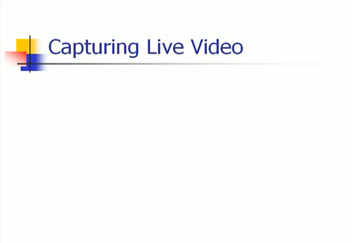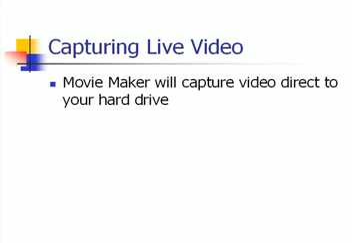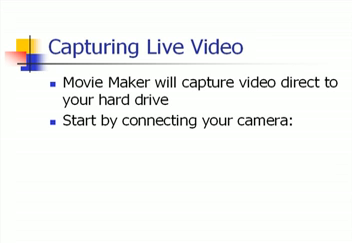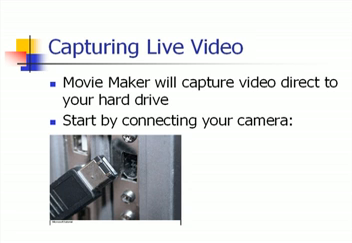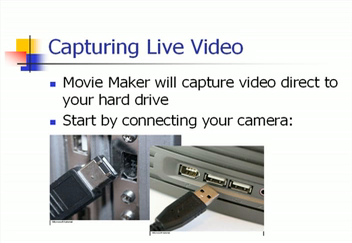Next, we'll review how to capture live video. When your camera is connected to your computer, you can use Movie Maker to capture video directly to your hard drive without saving the video to tape first. Start by connecting your camera to your computer as we described previously. Set the mode on your camera to capture live video and audio. This is often labeled camera mode.